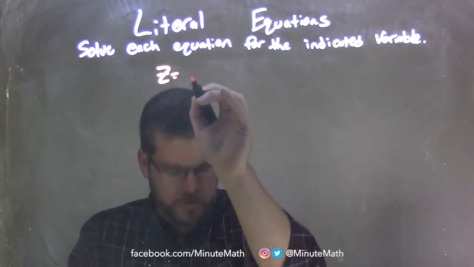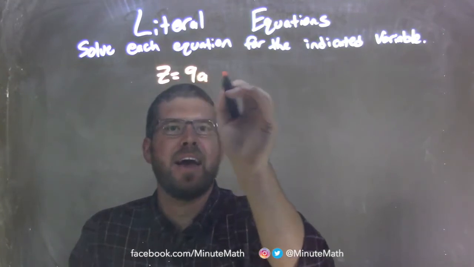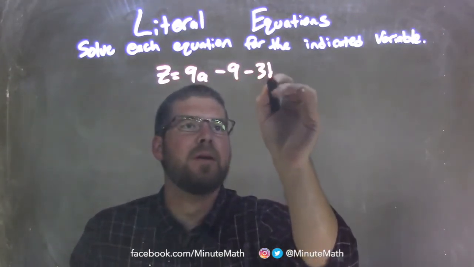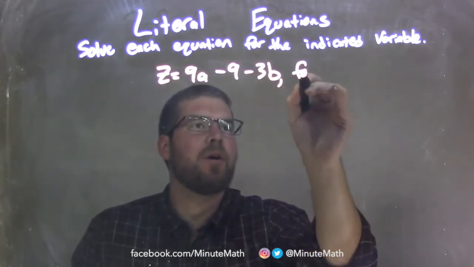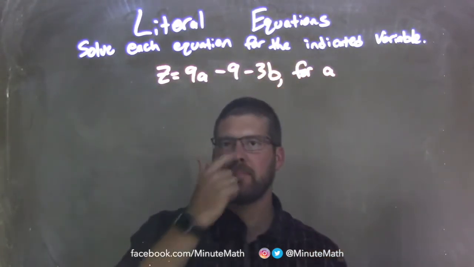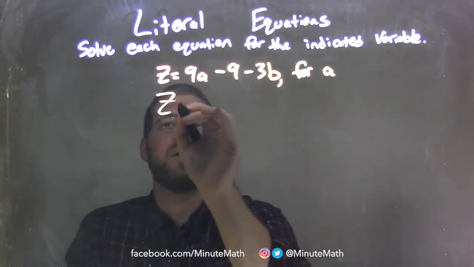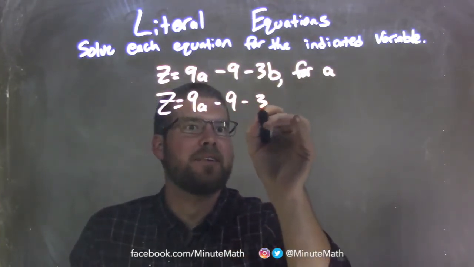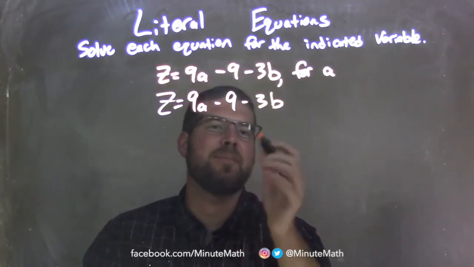Z equals 9a minus 9 minus 3b, and we're going to solve that for a. Okay? So I'm going to rewrite my equation. Let's make sure I keep my 9's and my a's separated because they do look alike. So I have 9a minus 9 minus 3b.